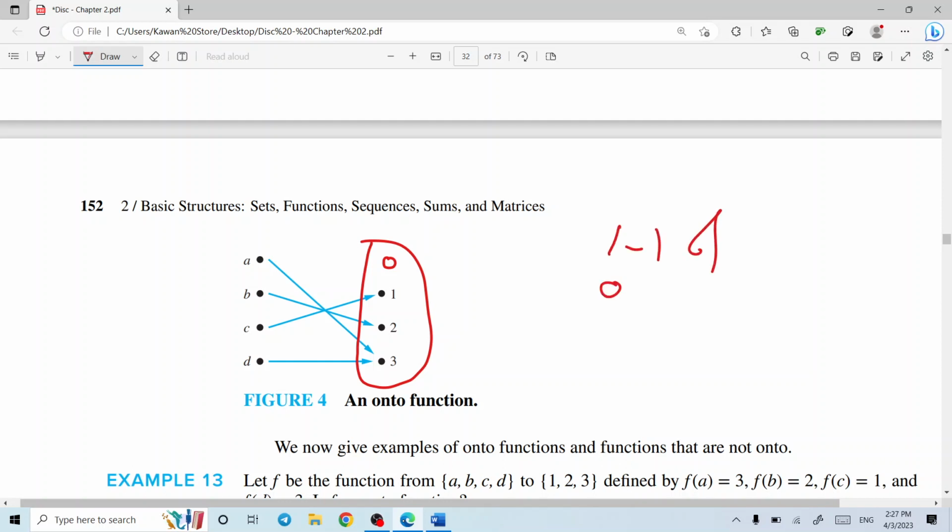Both one-to-one and onto are properties that we give to a function. If you don't have a function, you don't have one-to-one. Understood? If you don't have a function, we are not going to talk about one-to-one or onto. When we have a function, then we talk about one-to-one. So that is a function, yes, but it's not one-to-one because of D and A. So if I ask you onto, now yes. Understood? So like that you can compare.